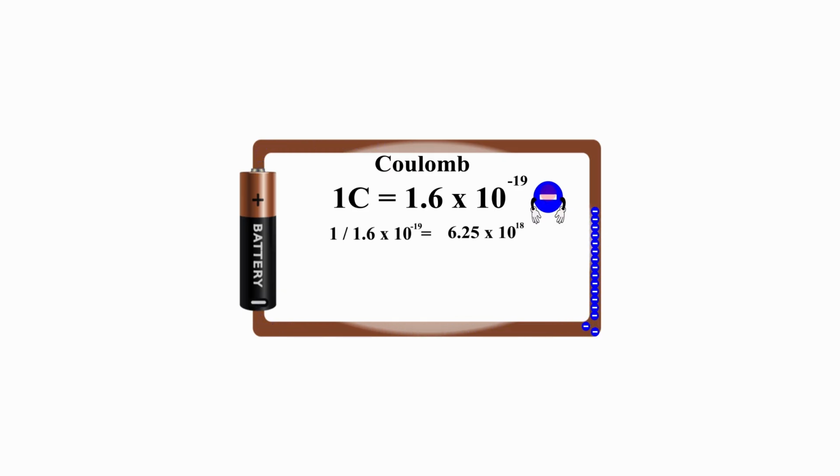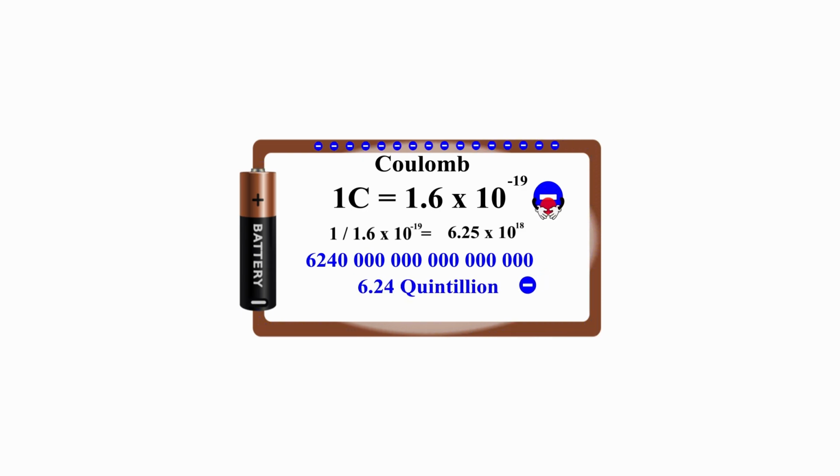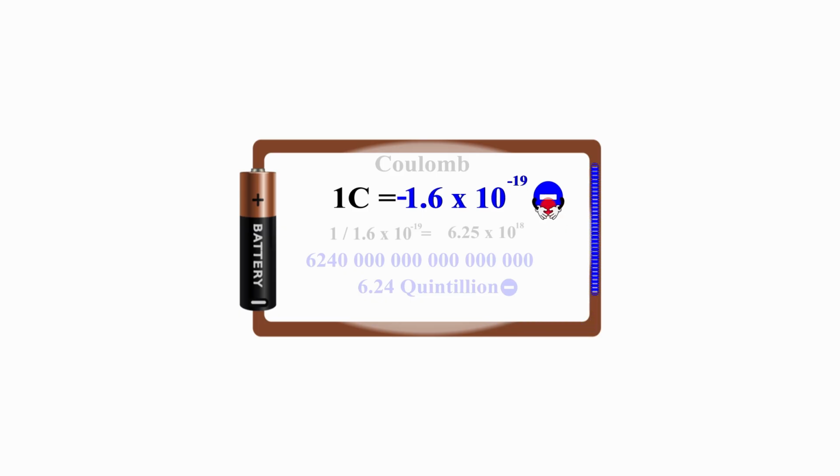So 1 coulomb is nothing but the charge of 6,240,000,000,000,000,000 electrons flowing in the circuit. That is simply 6.24 quintillion electrons moving. Each electron has a negative charge, so the charge of each electron will be minus 1.6 x 10^-19 coulomb when 1 coulomb of charge is flowing in the circuit.